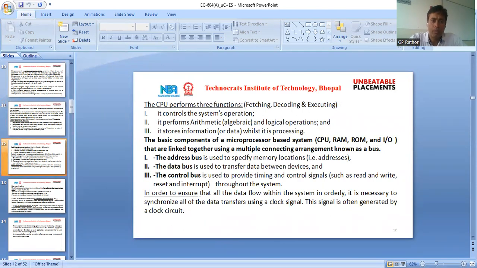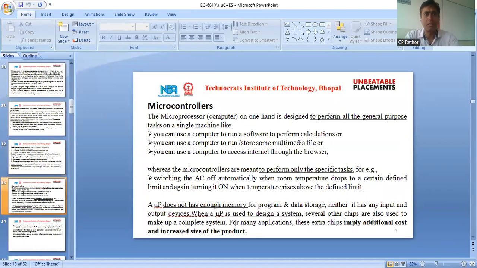In order to ensure that all the data flows within the system in an orderly manner, it is necessary to synchronize all of the data transfers using a clock signal. This signal is often generated by a clock circuit. So these are the basic fundamentals of the microprocessor, which have been covered.